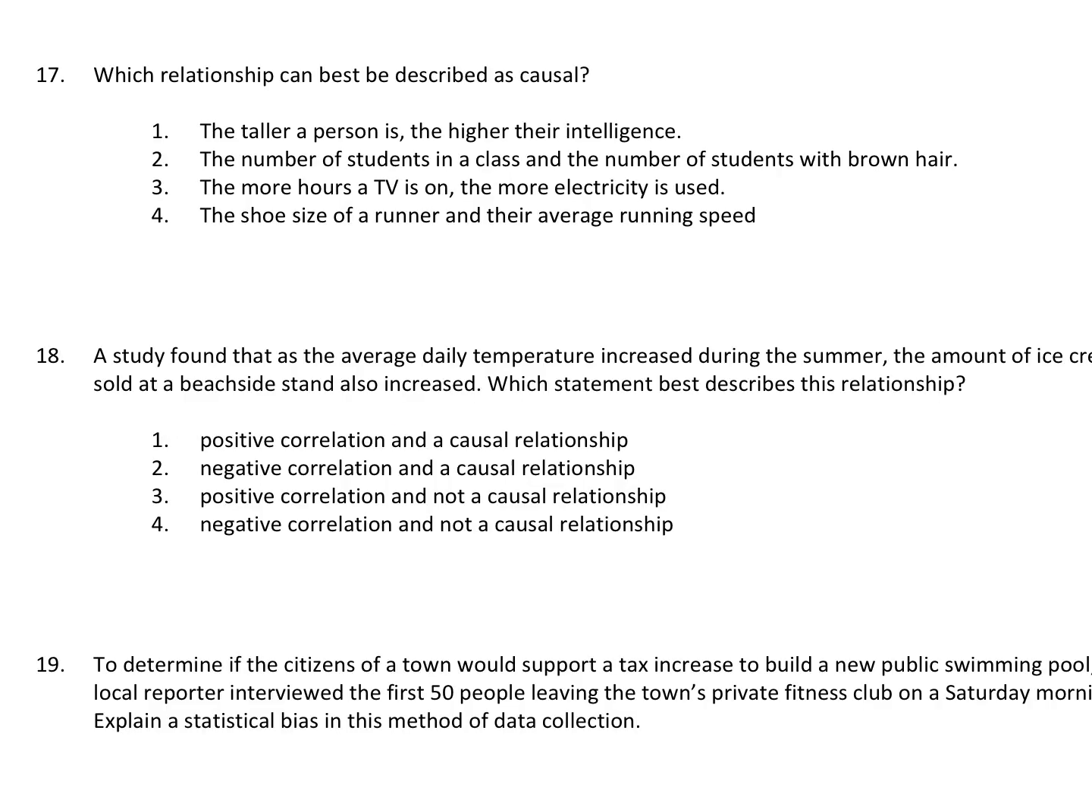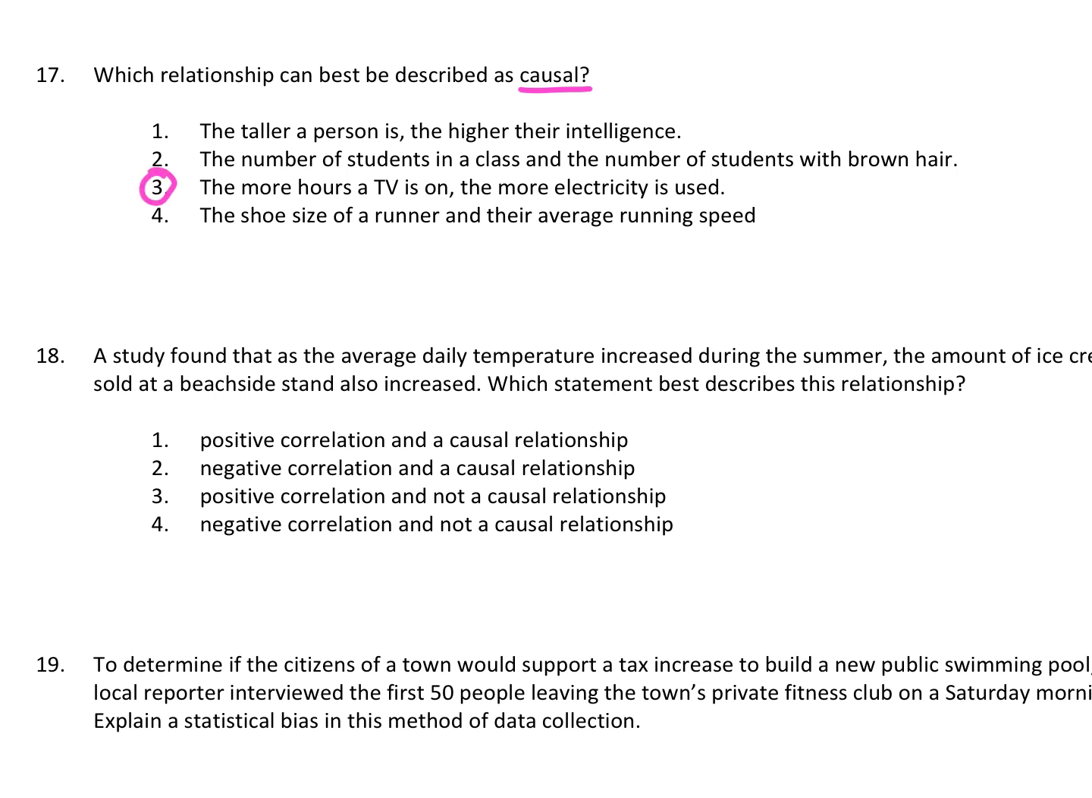All right, number 17. Which relationship can best be described as causal? Okay, so I'm just going to underline that word right there. A causal relationship occurs when one event directly makes another event happen. So if you look through these answer choices, it appears that choice 3 is definitely the causal relationship, right?